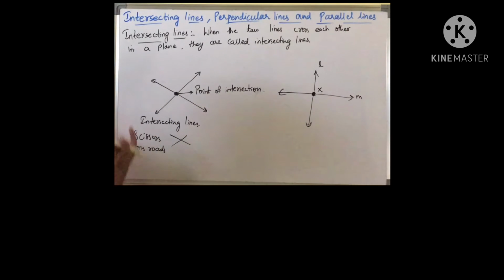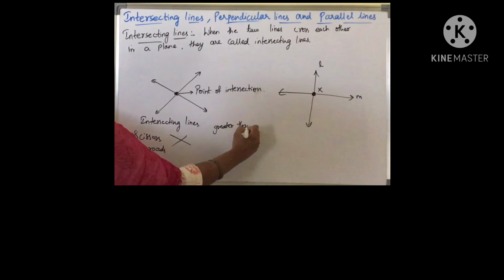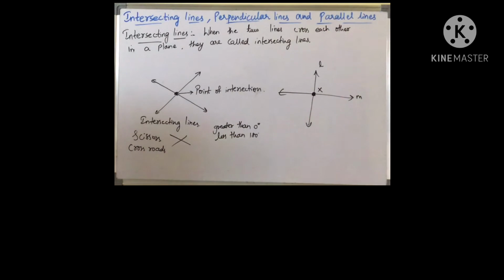So what are the properties of these intersecting lines? The intersecting lines meet only at one point. They will meet only at one point always. And the intersecting lines can cross each other at any angle. This angle formed is always greater than 0 degrees and less than 180 degrees.